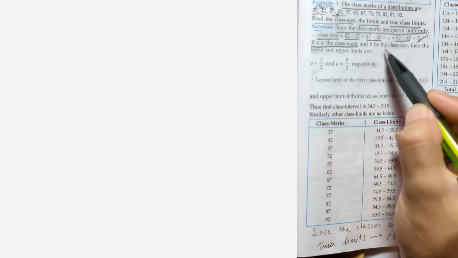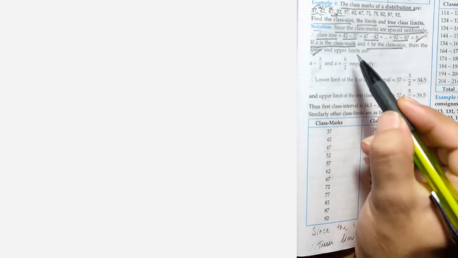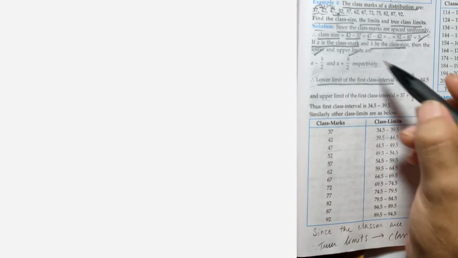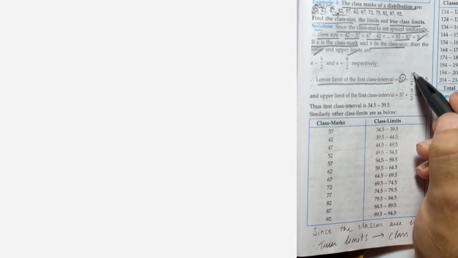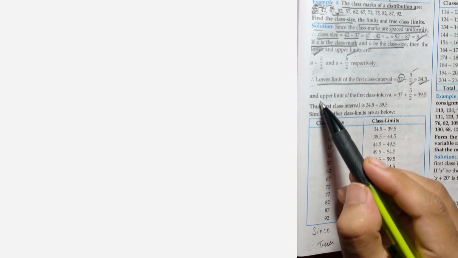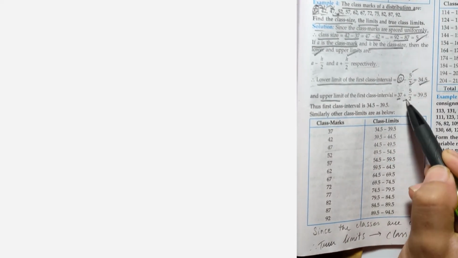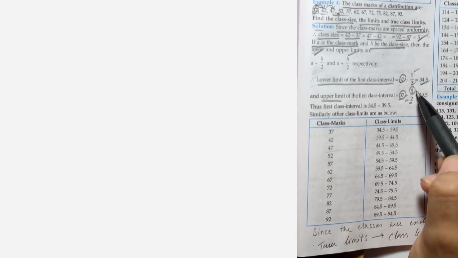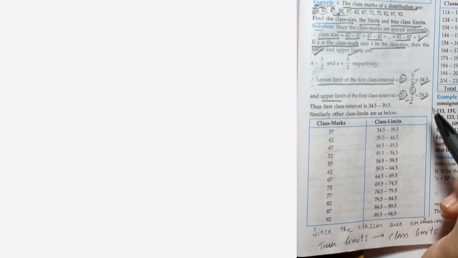If A is the class mark and H is the class size, then the lower and upper limits are given by these two formulas: A minus H by 2 and A plus H by 2. Therefore, the lower limit of the first class interval, here we take the first value, is 37 minus H by 2. H is 5, so 5 by 2 is 2.5. 37 minus 2.5 is 34.5. Again, the upper limit is A plus H by 2. A is 37, H is 5, 5 divided by 2 is 2.5. 37 plus 2.5 is 39.5.